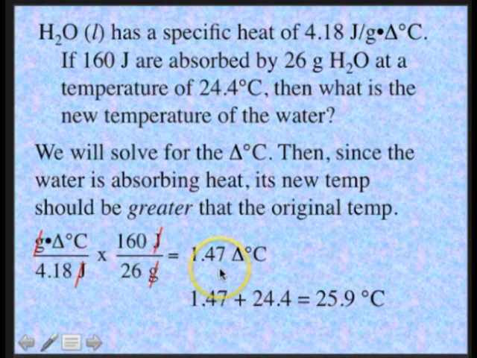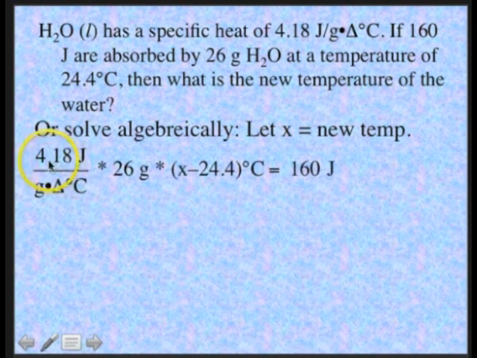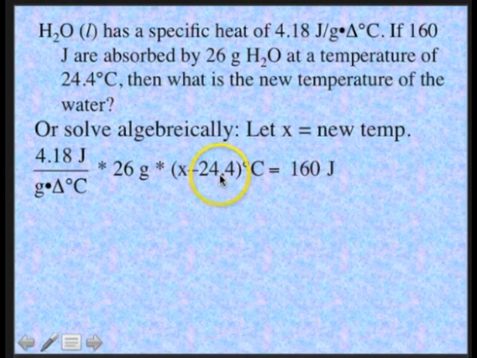Another way to do this is algebraically. What we do there is let x equal the new temperature, and then we set it up the usual way, 4.18 joules per gram delta degrees C. Multiply that by the grams, 26 grams. And we write the delta degrees C as a little algebraic expression where x is the new temperature, and we know that x is going to be a larger number than 24.4 because it's absorbing heat. That's why we wouldn't write 24.4 minus x.